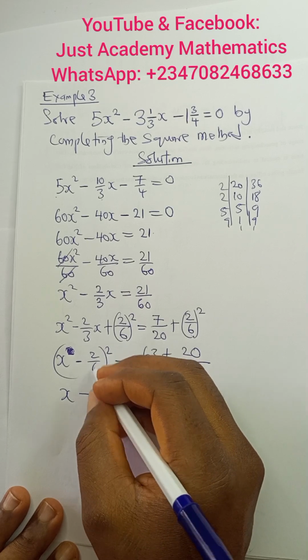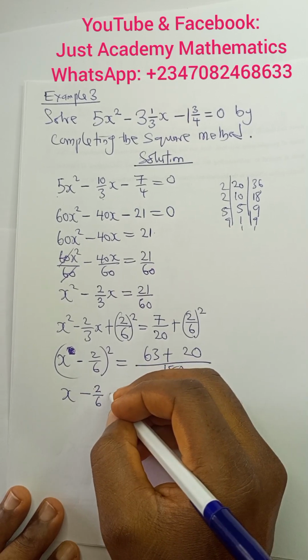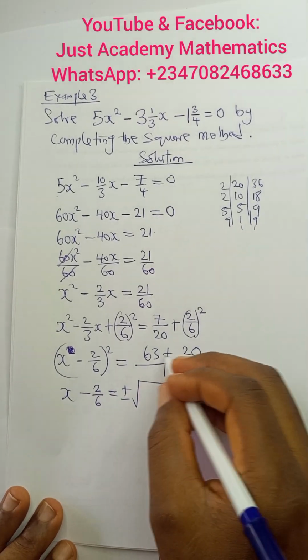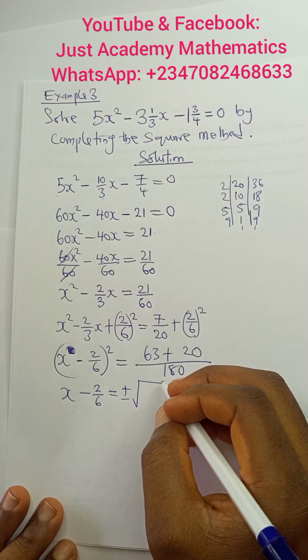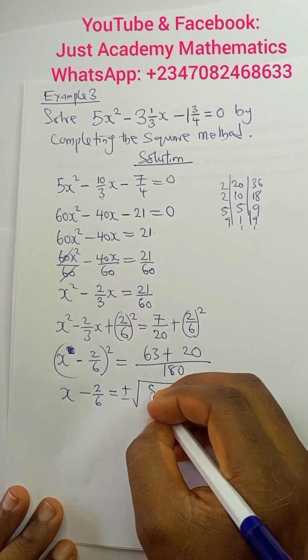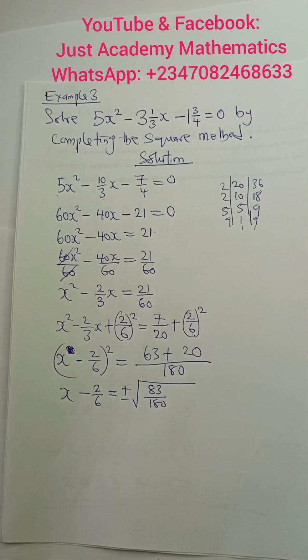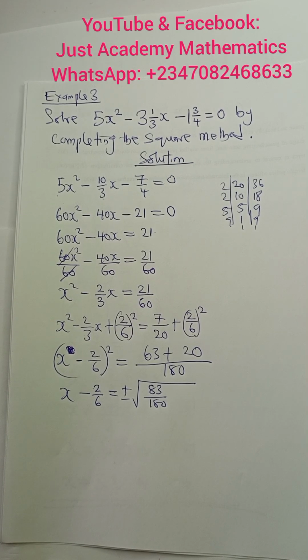Okay. This will actually be, it's okay. 1 over 2, 2 over 6 is equals to plus or minus square root of, is it 80 what now? 83 over 180. 83 over 180.